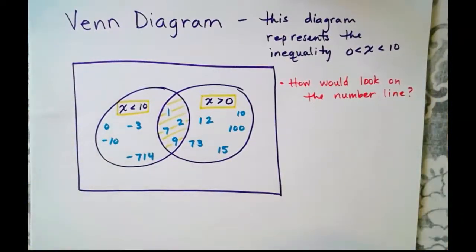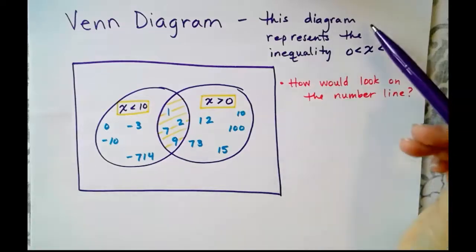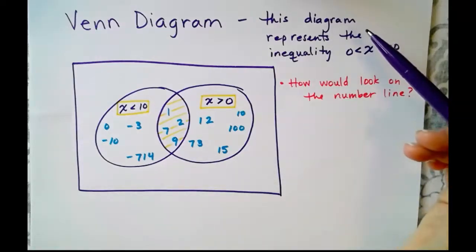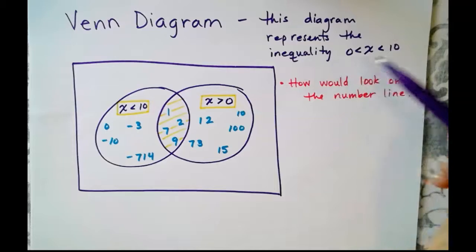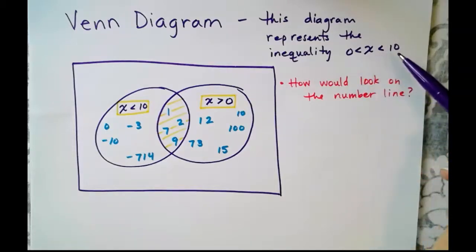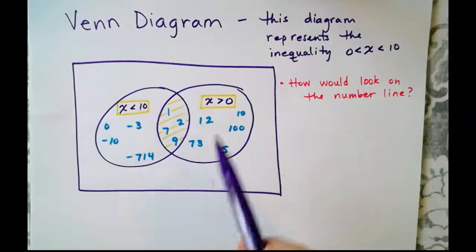This next page has a Venn diagram on it, and Mr. Venn was a German mathematician from a couple of centuries ago, and this diagram represents the inequality 0 is less than x, which is less than 10. So, how would this look on the number line?